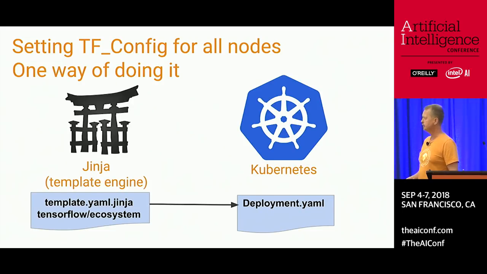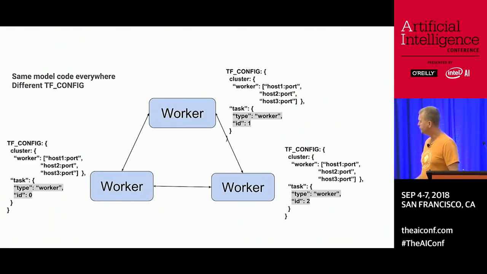You can use a template engine called Jinja, and you create a Jinja file, and there is actually such a file available in the TensorFlow/ecosystem repository. Observe, not the TensorFlow repository. This is the ecosystem. There will be a directory under that repository called distribution_strategy that contains useful functions to use with distribution strategies. So you can use this file as a template in order to automatically generate the deployment.yaml for the Kubernetes cluster.